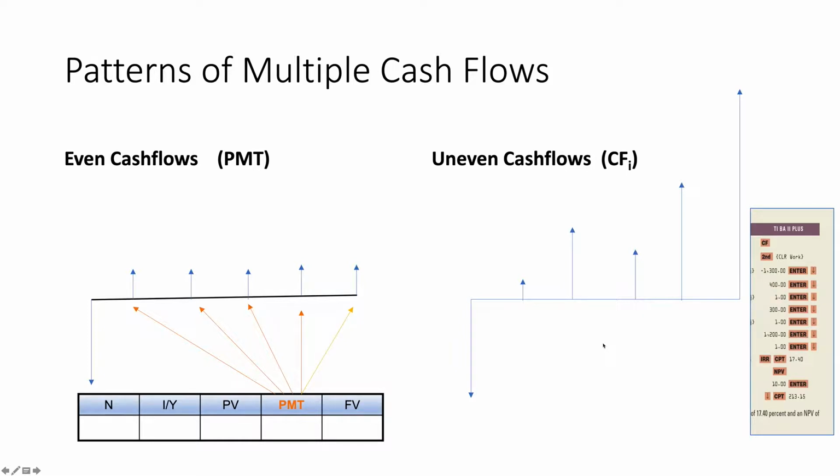Now, cash flow 1, cash flow 2, cash flow 3, 4, 5. Five cash flows at different levels. For example, the first one is 100, second one is 500, the third one is 300, then 600, 800. Now, those are uneven cash flows. In that case, you can do one thing by longhand: just calculate the present value of each future value.